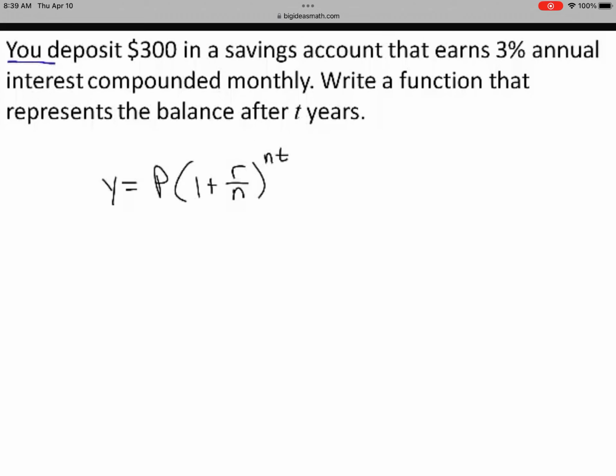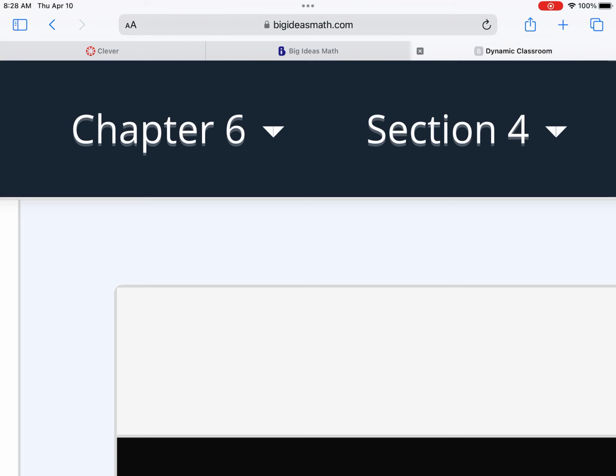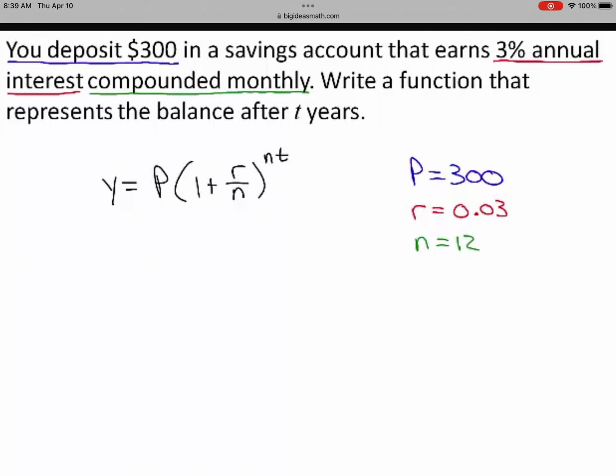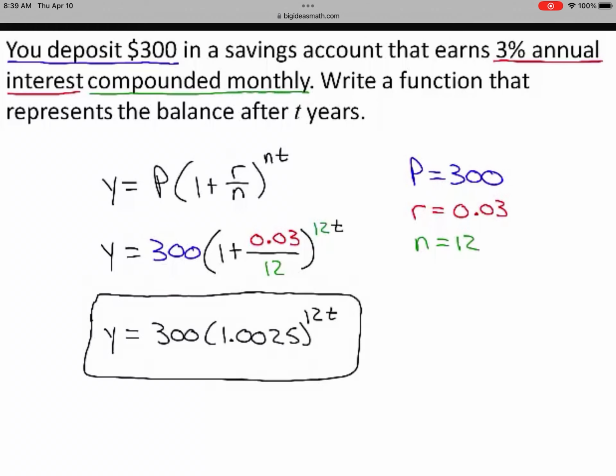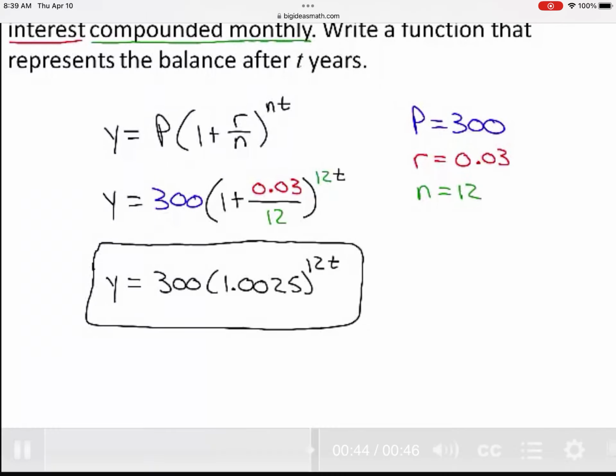Because you deposit $300, the principal P equals 300. Because the account earns 3% annual interest, the annual interest rate r equals 3/100. And because the interest is compounded monthly, n equals 12. Substituting these values into the equation gives y = 300(1 + 3/100 / 12)^(12t), which simplifies to y = 300(1 + 25/10,000)^(12t).